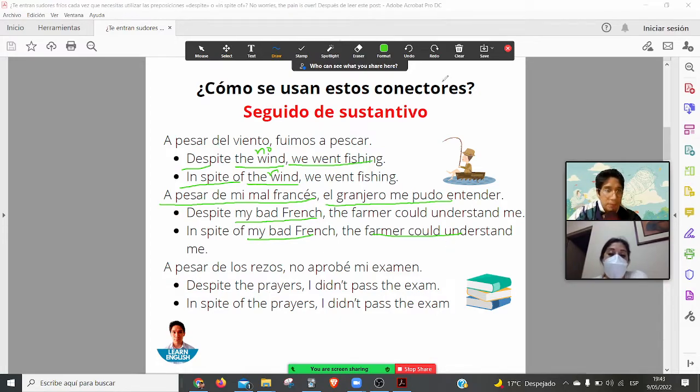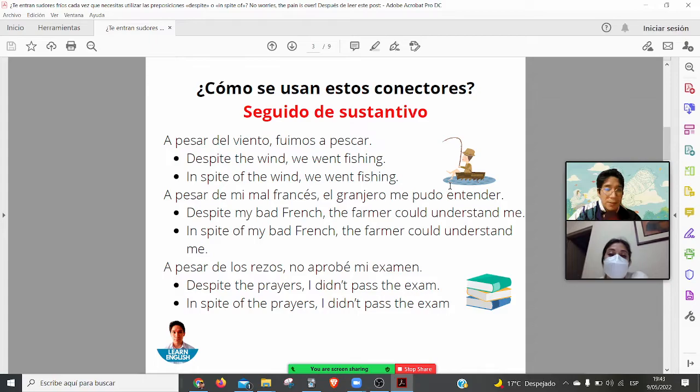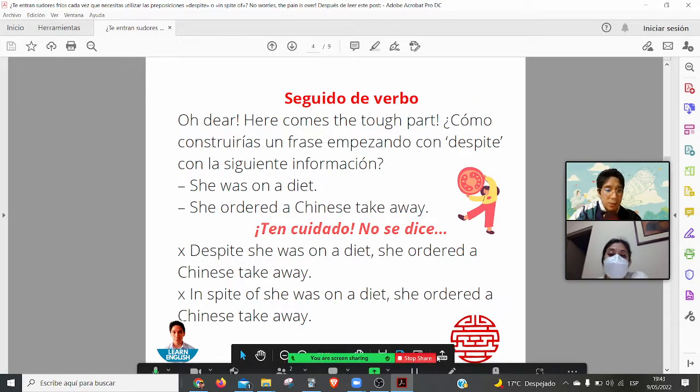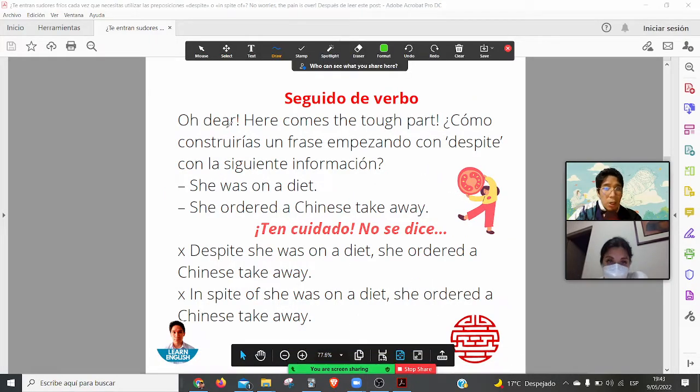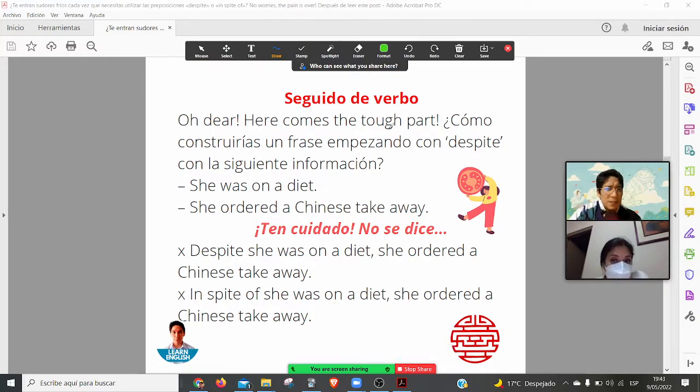Super easy, ¿cierto? Nice. A pesar de los rezos, no aprobé mis exámenes. Despite the prayers, sustantivo. Mira, ¿qué dice acá? Seguido de sustantivo. Te lo he puesto en rojito. Luego, ¿qué más? Seguido de verbos. Oh dear, here comes the tough part. ¿Cómo construirías una frase empezando con despite? Mira aquí. She was on a diet. She ordered a Chinese takeaway.